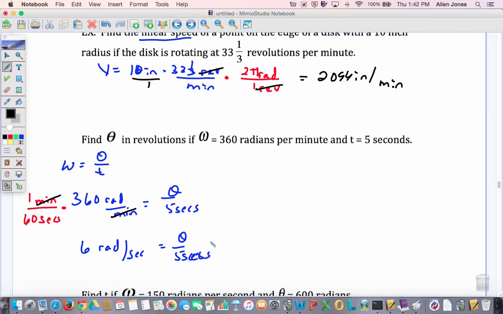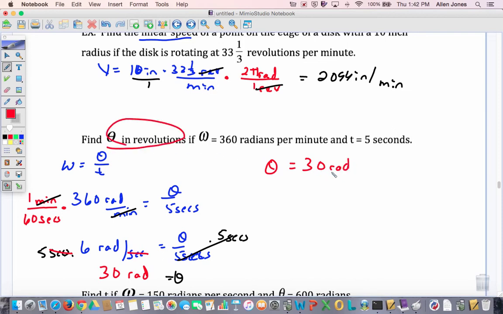So now we're ready to go ahead and solve for theta. To get theta by itself, we'll multiply both sides by 5 seconds. So we've now isolated theta on this side. The 5 seconds have canceled. On the left-hand side, the label of seconds in the numerator and the denominator canceled. So I now have a product of 30, and I'll go ahead and write the label of radians, again, even though that radians is a non-label, because we have a little bit more work to do.